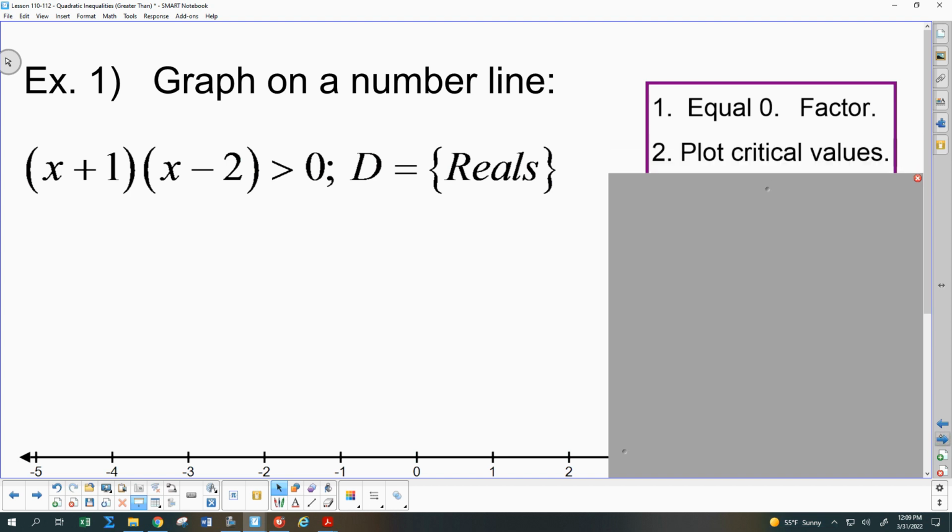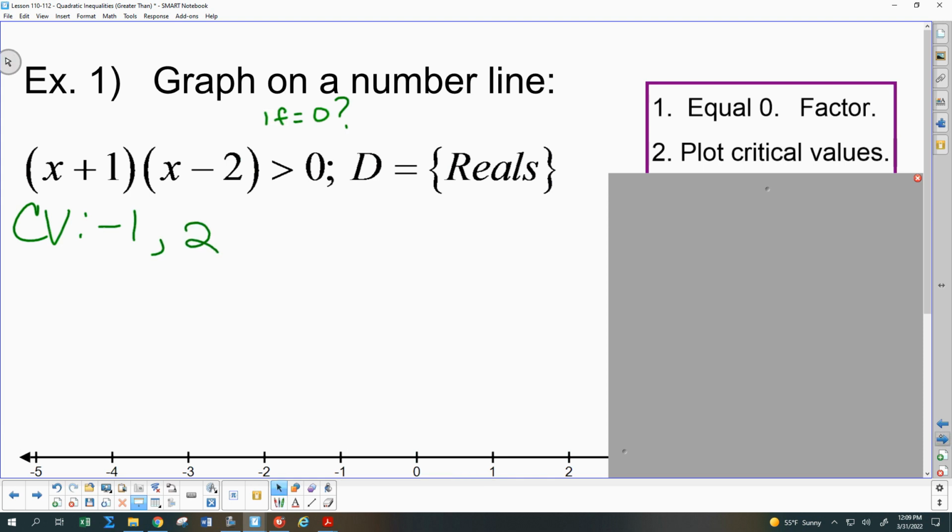Next thing we are going to do will be to find what we call critical values. Critical values are, if it were equal to 0, what solutions would we get? So if that said equals 0, that would have meant x plus 1 equals 0. So everybody shout out what x would be. So our critical values are -1, and from the other parentheses, 2.